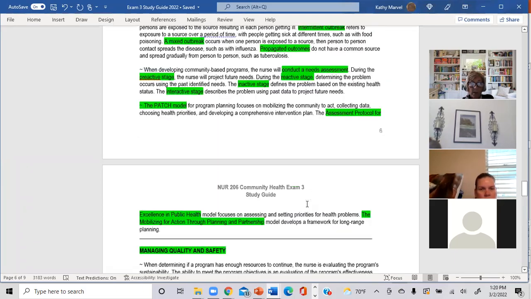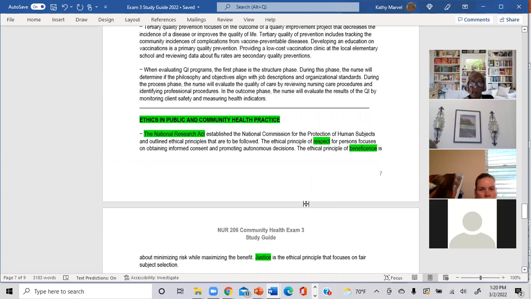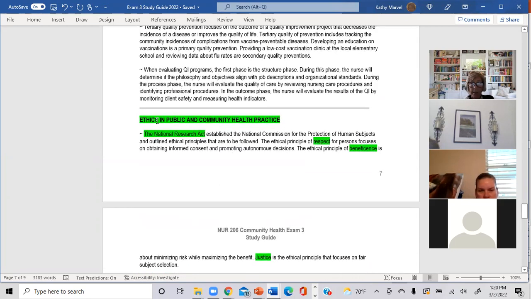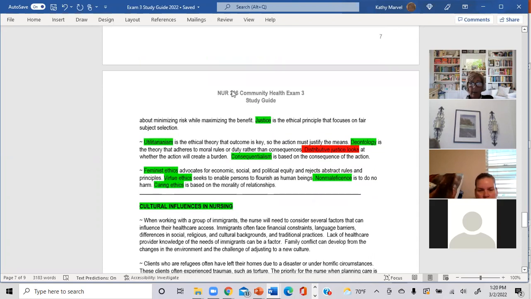Where's my ethics? Right here. Okay. There's an excellent study guide right here, part of your study guide in the ethics and public ethics section. Okay. That talks about your theories and your principles. And they're right here. And I've highlighted just the word. But these are definitions.